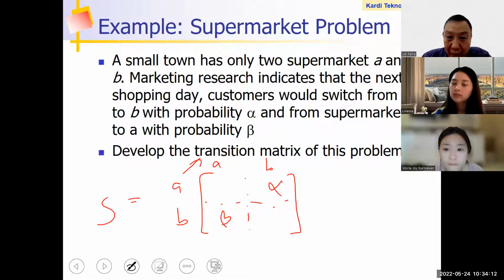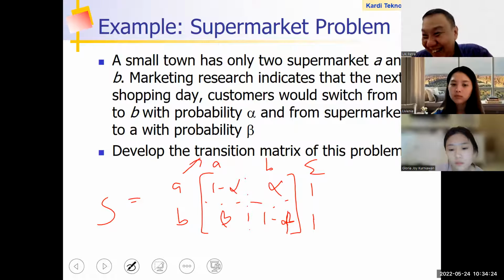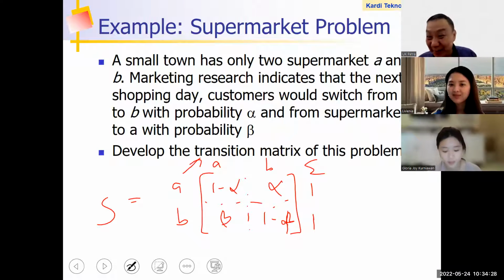But remember the sum must be 1. So that means 1 minus alpha, and this is 1 minus beta. You see? You can make it, right?